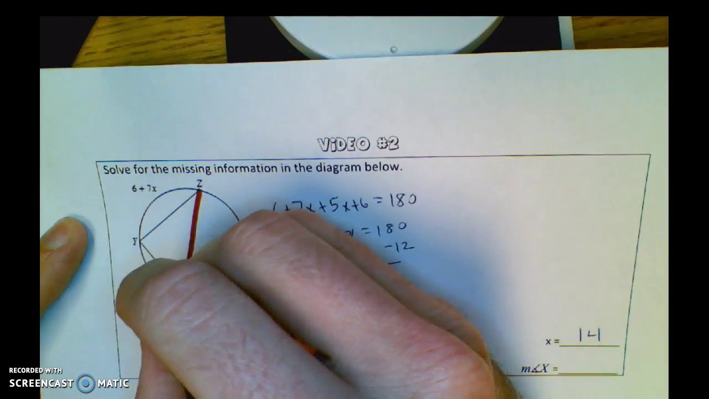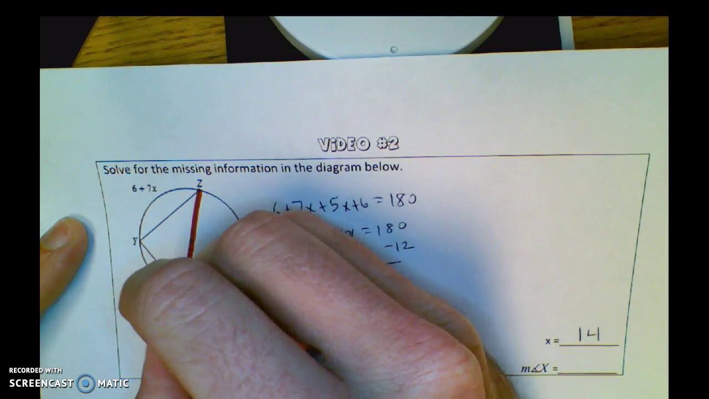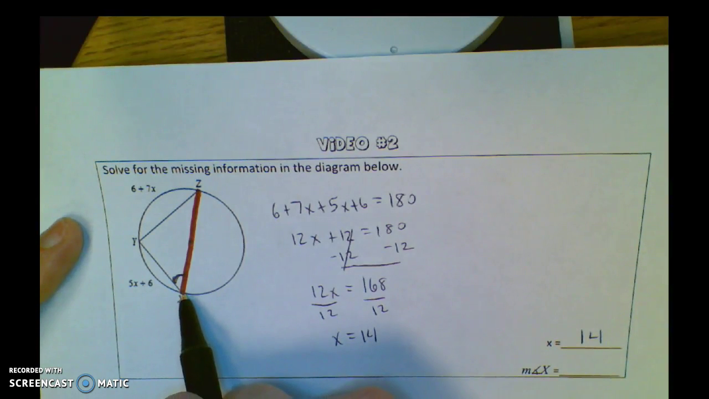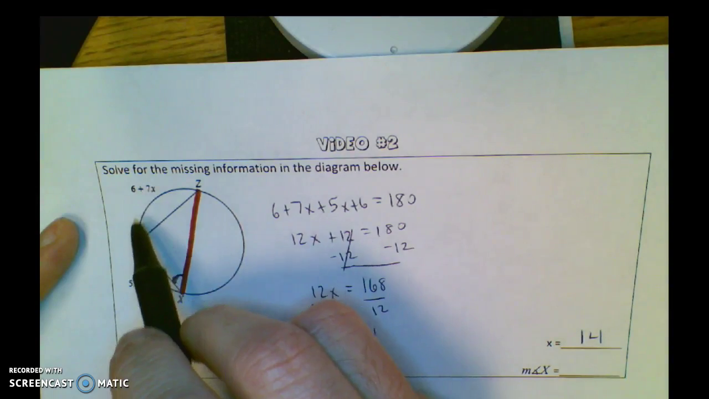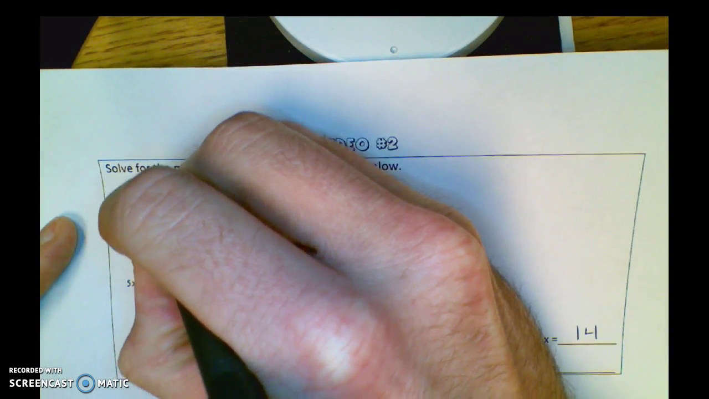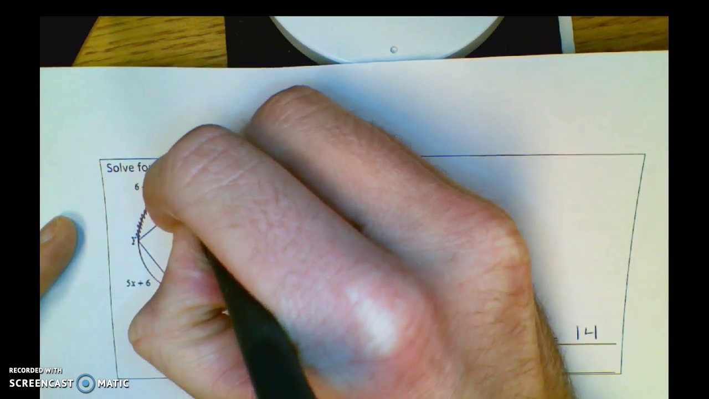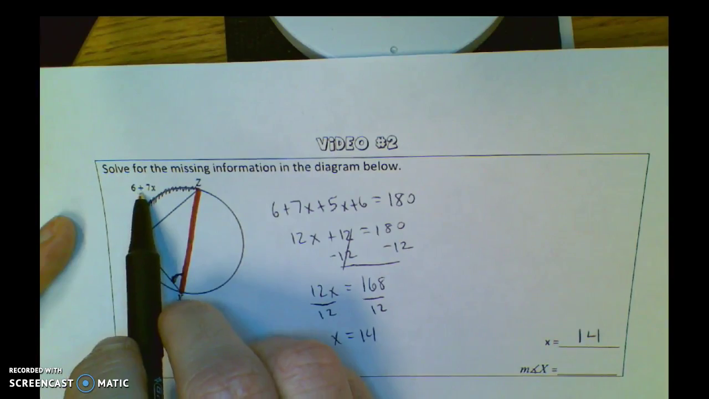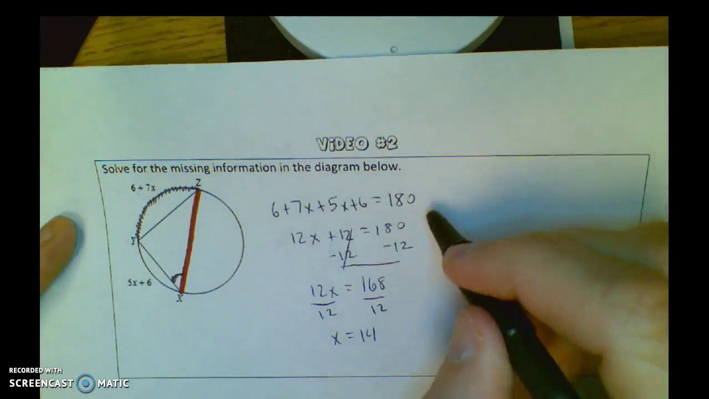So now I need to find the measurement of angle x, and angle x is down here. It's an inscribed angle because its vertex is on the circumference of the circle. The relationship between this inscribed angle and this arc is that the arc is twice the measurement of the inscribed angle. So if I can figure out what this is, I can just cut it in half and find angle x.